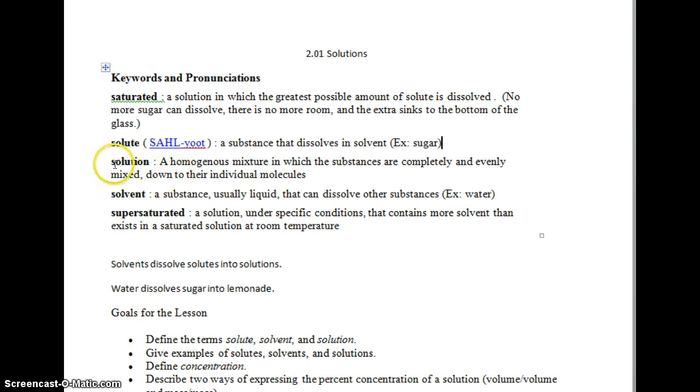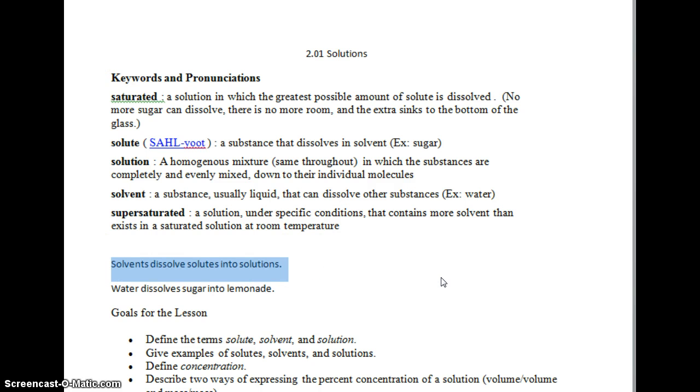Then we have a solution. A solution is a homogeneous mixture. And so we'll just remind ourselves that that is the same throughout, in which the substances are completely and evenly mixed down to their individual molecules. And then I added this down here. Solvents dissolve solutes into solutions. In other words, water dissolves sugar into lemonade. And obviously more than just sugar, but you get the idea. So our solvent is water, our solute is sugar, our solution is the lemonade.